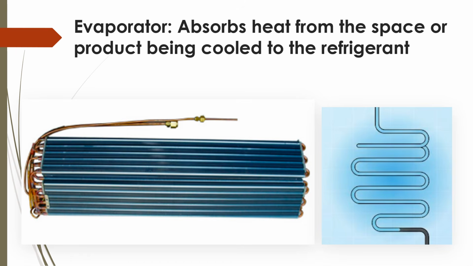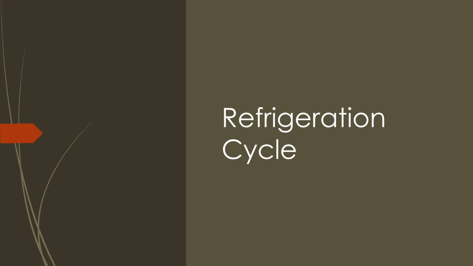This evaporator absorbs heat from the space or product being cooled to the refrigerant. It changes the refrigerant from liquid vapor mixture to vapor. Now we can talk about the refrigerant cycle.